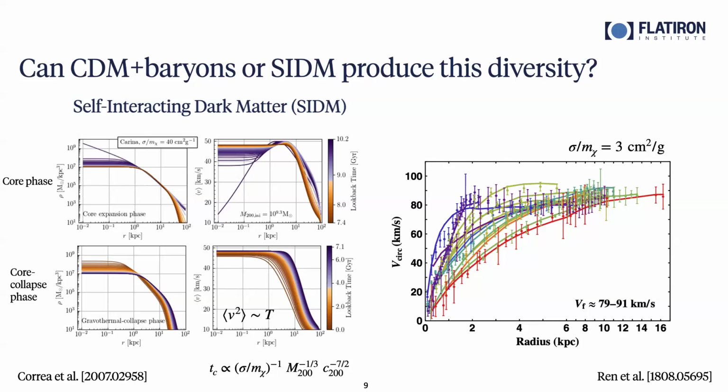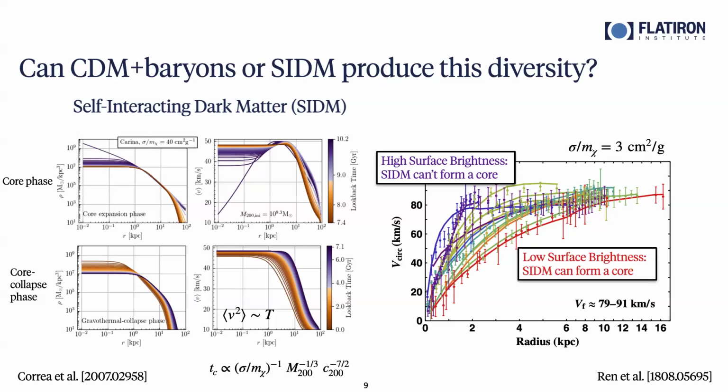So the points here with the error bars are data from SPARC again. In this Ren paper in 2019, they assumed a cross-section of 3 centimeters squared per gram, and they fit these profiles based on this self-interacting dark matter model, where they change the amount of baryons that contribute to the potential. What they showed was that these more purple curves are more high surface brightness objects. So in this case, the potential is dominated by the baryons, and so SIDM can't form more core. You get these more steeply rising objects because of the help of the baryons.